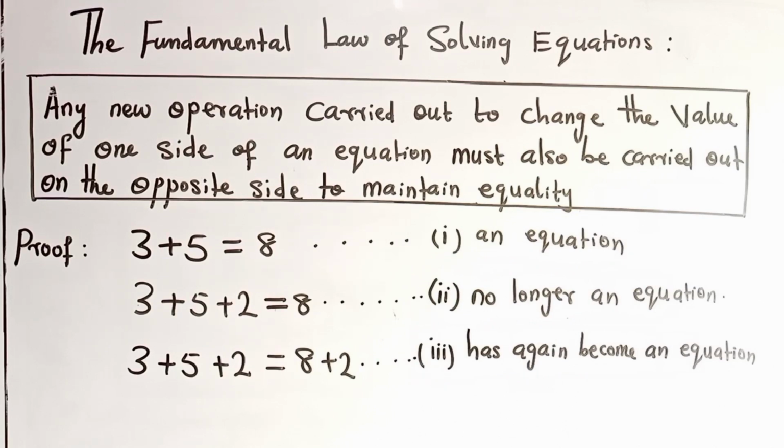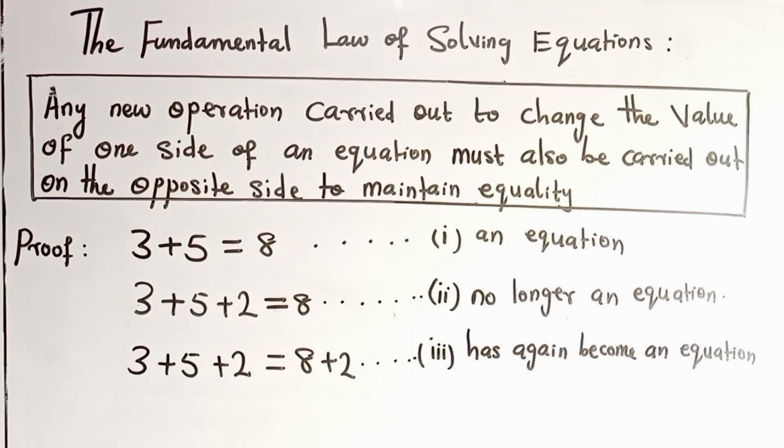That means that the right-hand side also must be equal to 10. How do we make the right-hand side become 10? I must repeat the same value-changing operation on this right-hand side. And what is it? I must add the same 2 to the right-hand side, giving us 8 plus 2, which is also equal to 10. Therefore, on the left-hand side, we have 10 as the result. On the right-hand side, we also have 10 as the result. We now see correspondingly that this expression has again become an equation.